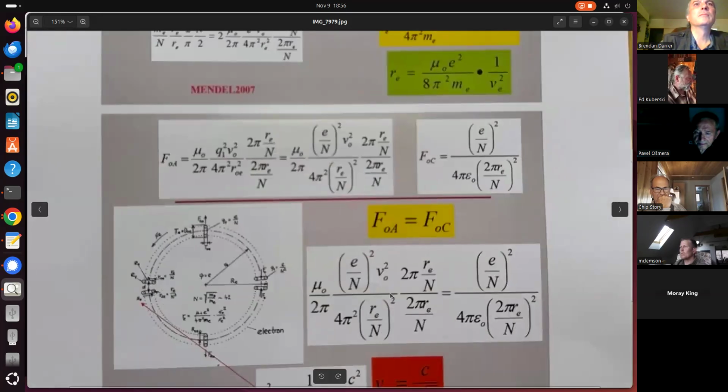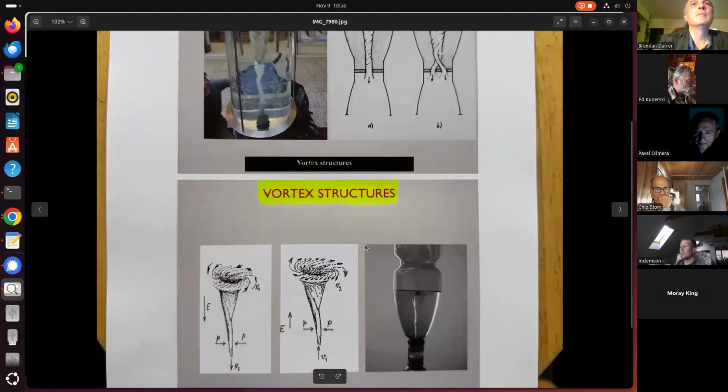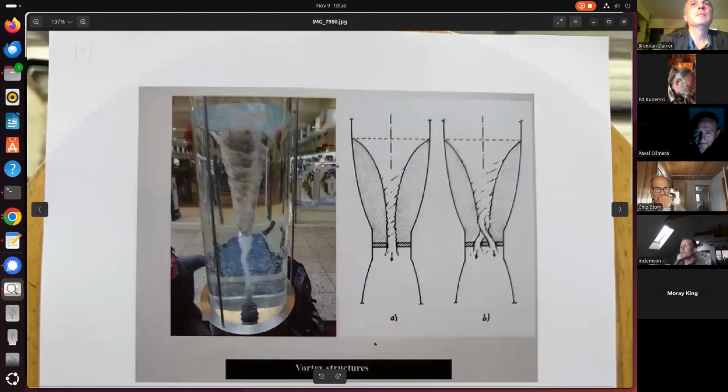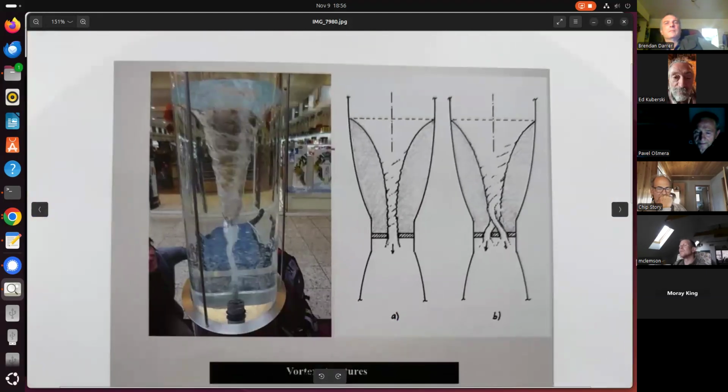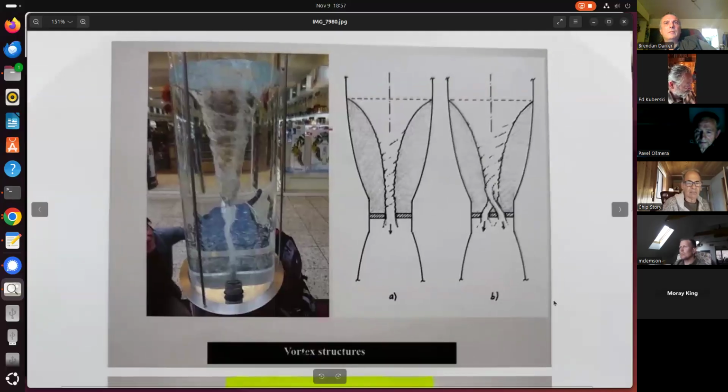And on the next page, this is the part that I like. You can go to the next one, Brandon. The vortex structures. And he's just showing some of the vortex structures here. Is that water? Yeah, that's water rotating like that. That's amazing. Look at that.